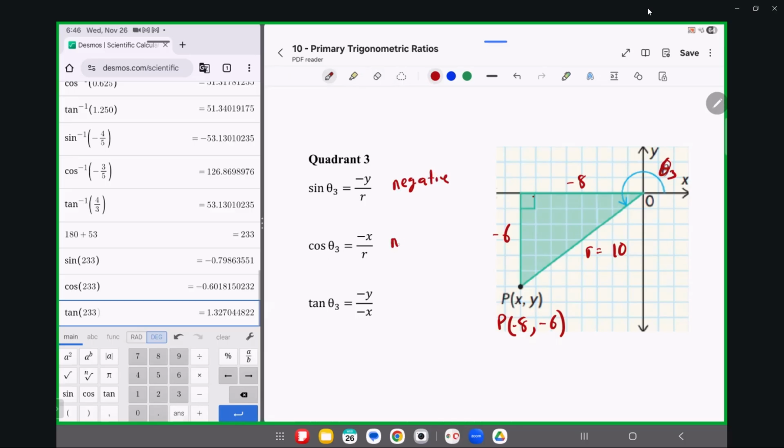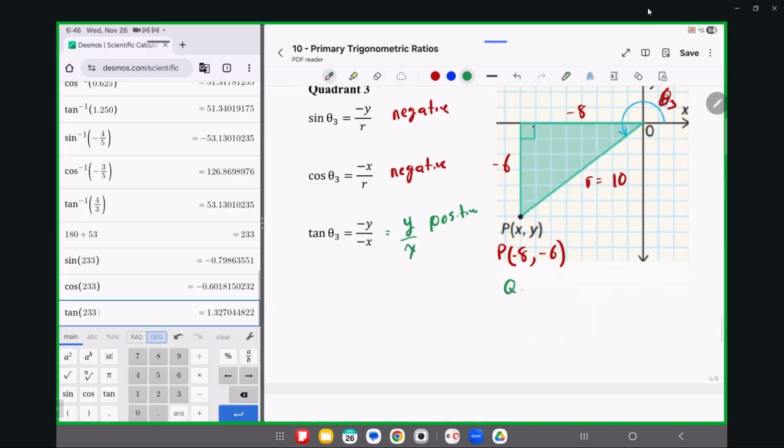Cosine will also be negative. But as we saw from earlier, when you take negative y divided by negative x, this ended up just becoming y over x. So tan of theta 3 happened to be positive. So in quadrant 3, just tan is positive.